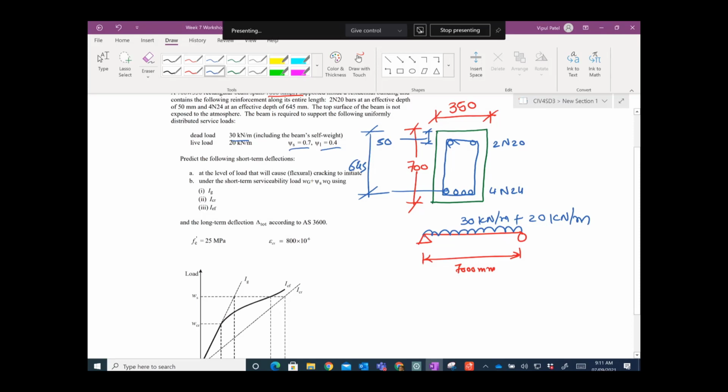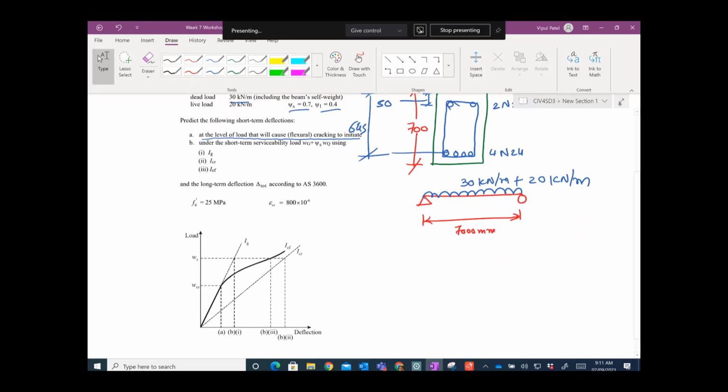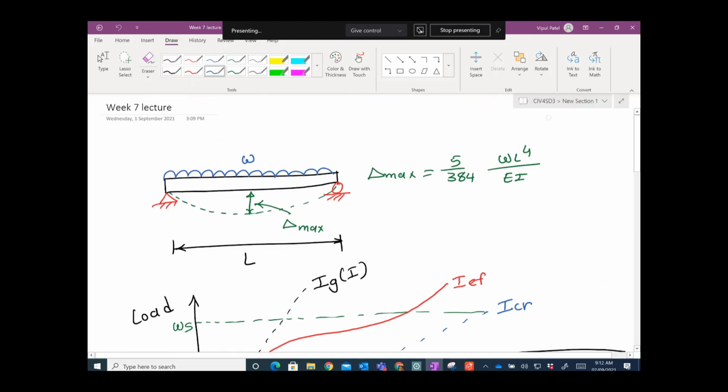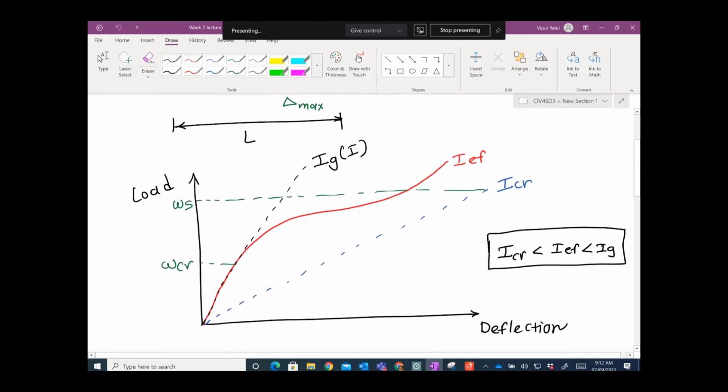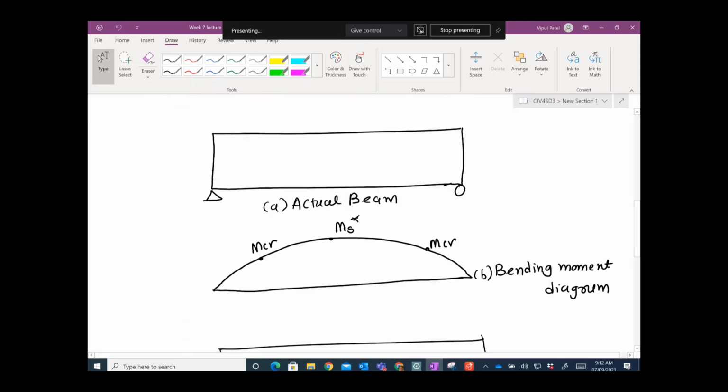Now predict the following short-term deflections. At the level of load, what caused the cracking to initiate? So at what level? So let me show you something. I think I have a quick explanation here. So what happens here in the beam? Let's say you have these actual beams, the one that you saw, and there is reinforcement given here.